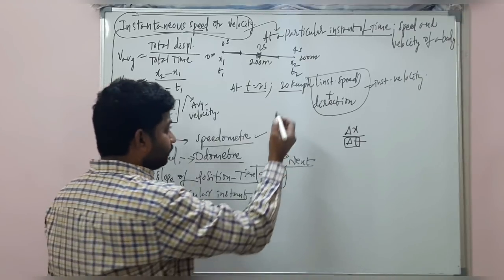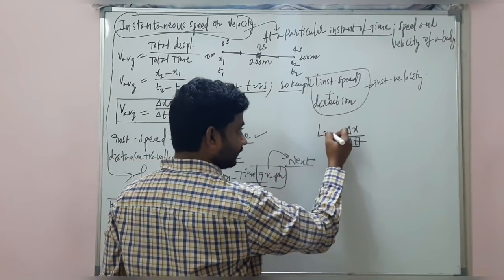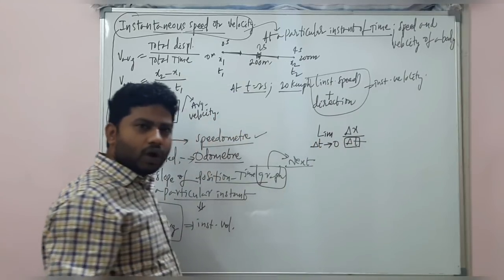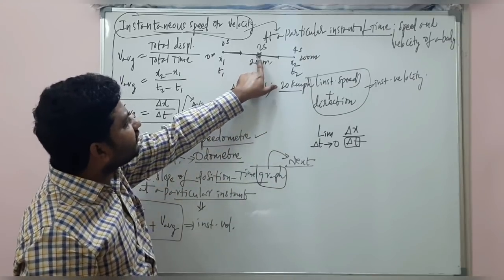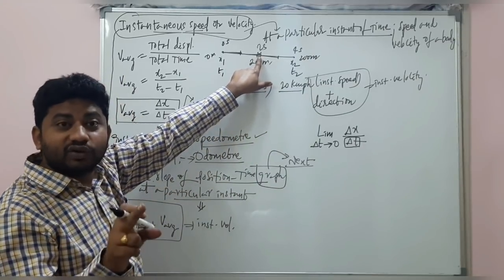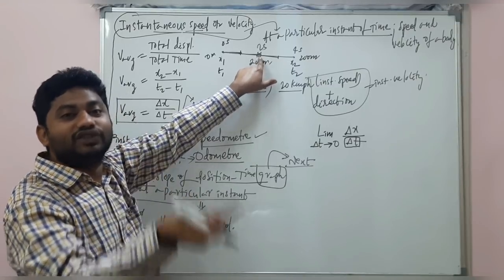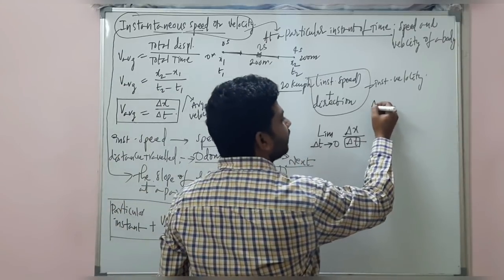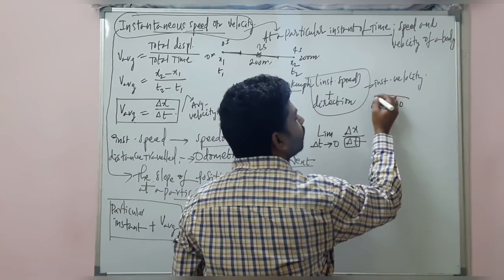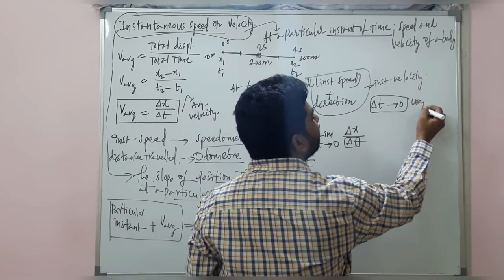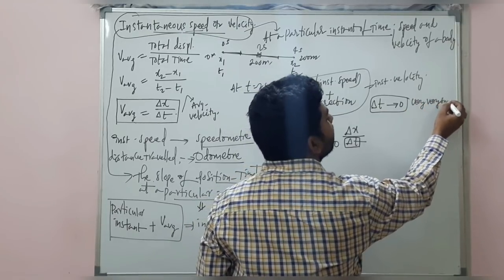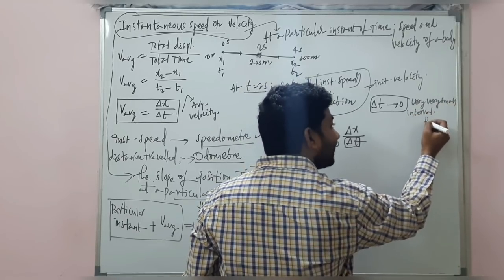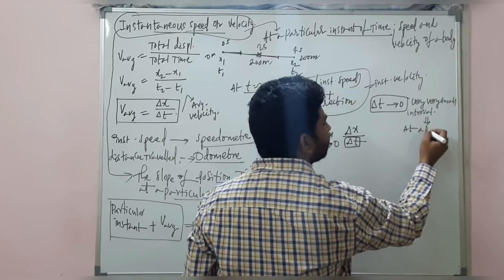So simple. So limit delta t tends to 0. Almost the time interval is very less. It is not 0, it only tends to 0. When it tends to 0, it indicates the interval is very small. So delta t tends to 0 means a very small interval. This means at a particular instant. No confusions.